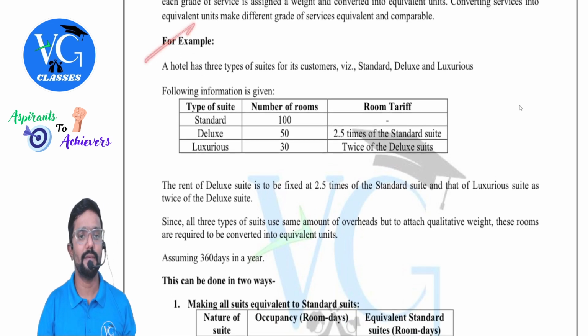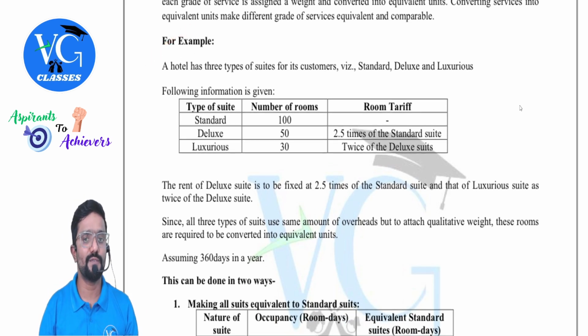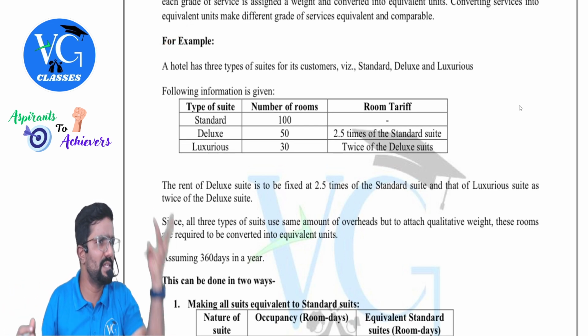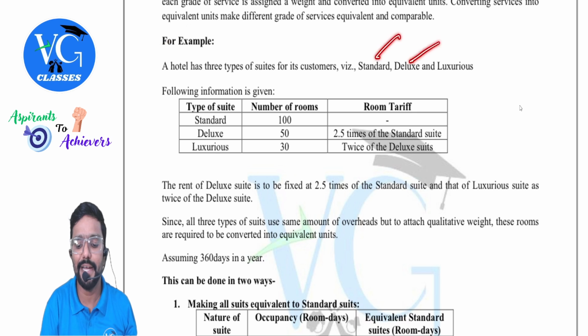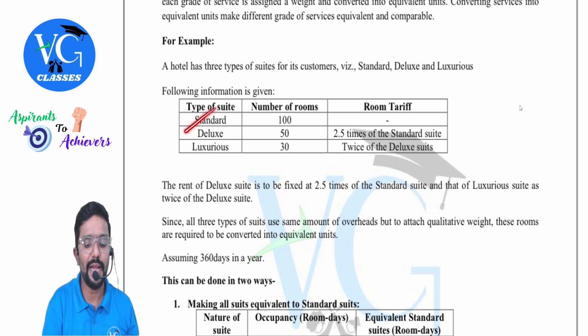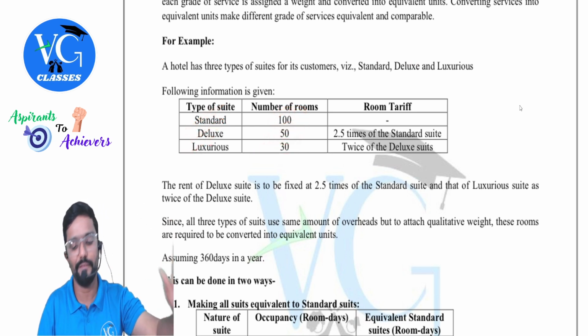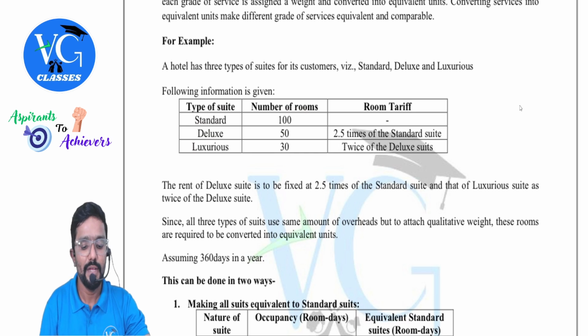Assume, guys, this is an example I have given. A hotel has three types of suites for its customers. Suites means different types of rooms. Three types of rooms. What are those? Standard, deluxe, and luxurious. Standard, 100 rooms are there. Deluxe, 50 rooms are there. Luxurious, 30 rooms are there. Okay, very good.